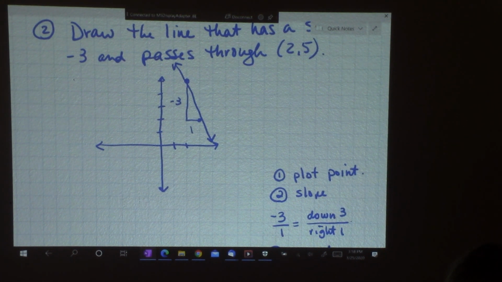I highly recommend that you use graph paper. I hope you have had graph paper up until now, but I hope that helps you.